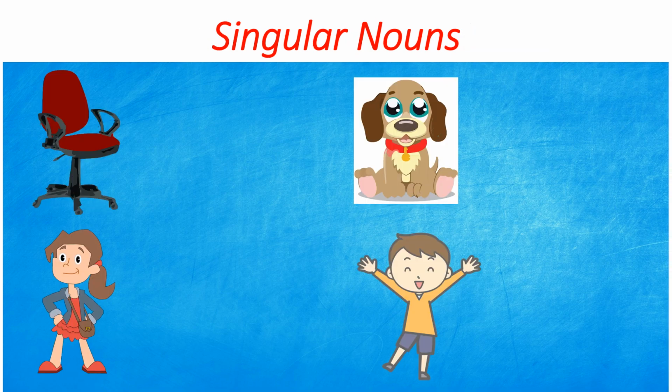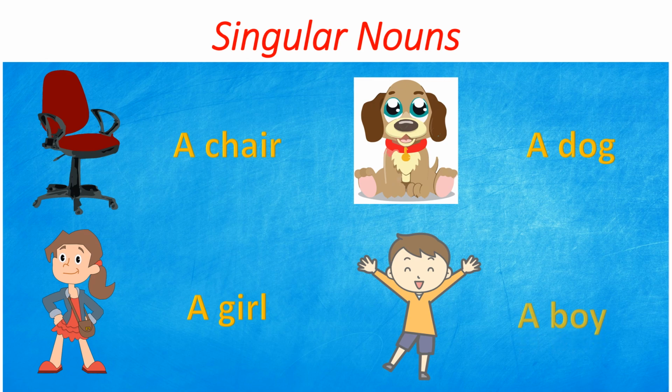First, let's understand singular nouns. Children, in these pictures, you can see one chair, one girl, one dog and one boy. So how many of each can you say? You can see only one. One of everything. One chair, one girl, one dog and one boy. So how can we write that? We can write chair for one chair, girl for one girl, dog for one dog, and boy for a boy, right?